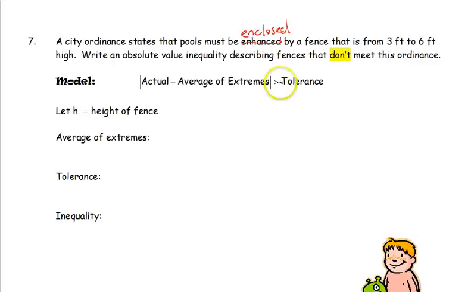So this is saying it does meet it. So if it's "do not," we're probably going to have to flip this symbol at the end, but let's see what happens. The height of the fence is our actual. That's our variable. Average of the extremes. The extremes are 3 and 6 feet. So to average them together, hopefully you remember, add the two numbers, divide by the number of numbers we're adding, which is 2 here. So 9 divided by 2 is 4.5. So now I have the average of the extremes.